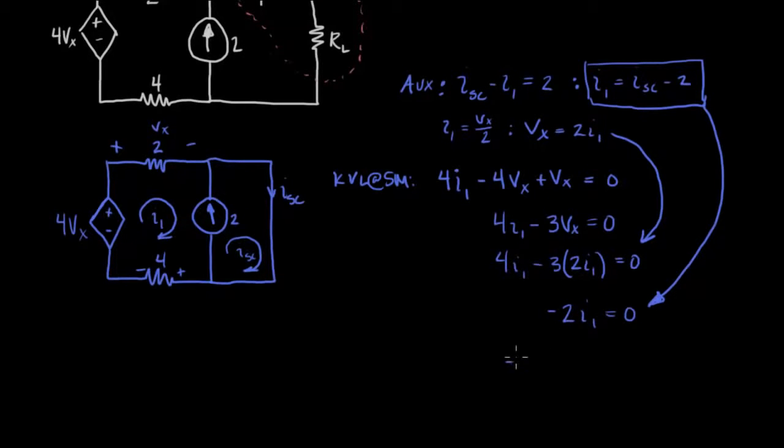Okay, so minus 2 times I short circuit minus 2 equals 0. This is minus 2 ISC equals minus, see, this is positive 4, and then move it over to the other side, negative 4. And so ISC then is equal to 2 amps.